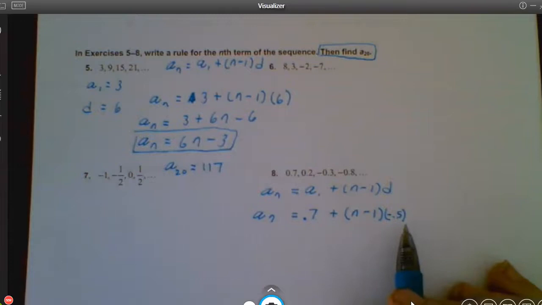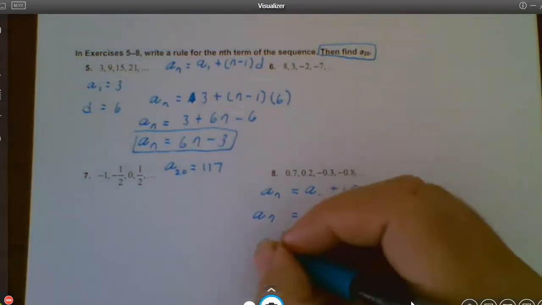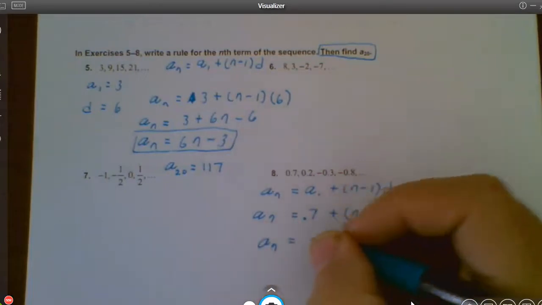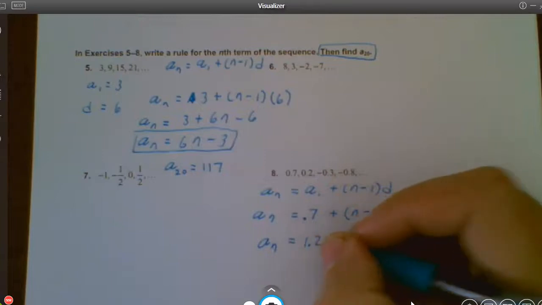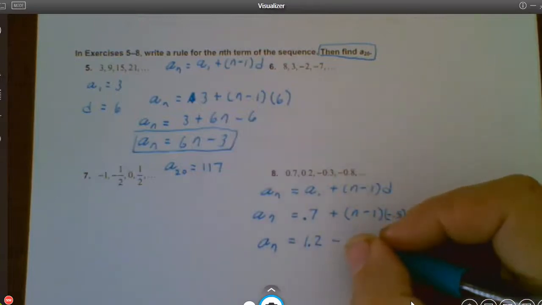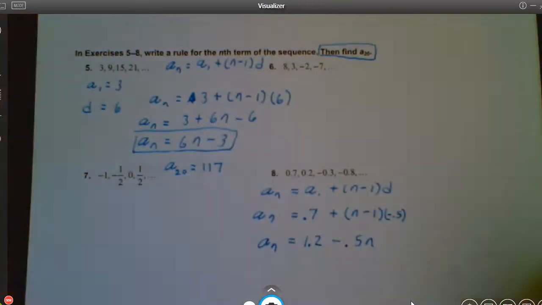We could do the same thing on this one. Again, you would want to simplify this first. So if you distribute and then combine like terms, the simplified rule is going to say 1.2 minus 0.5n, which you're welcome to switch the order on. You could write it as negative 0.5n plus 1.2. If you want to switch those around, that would be fine.